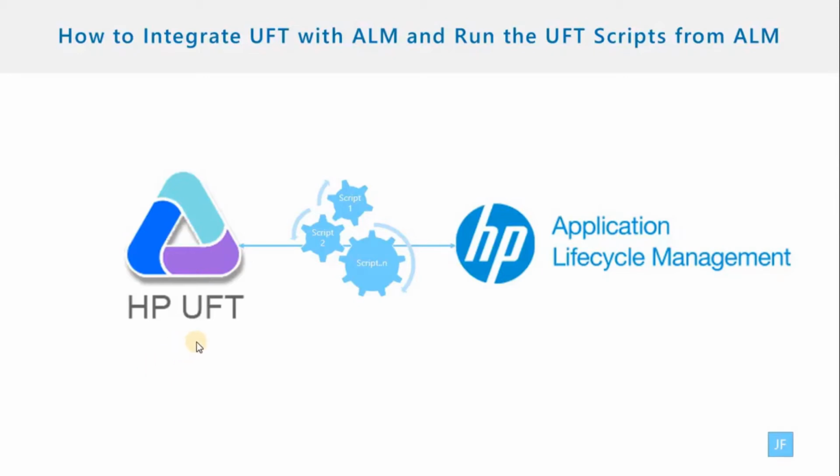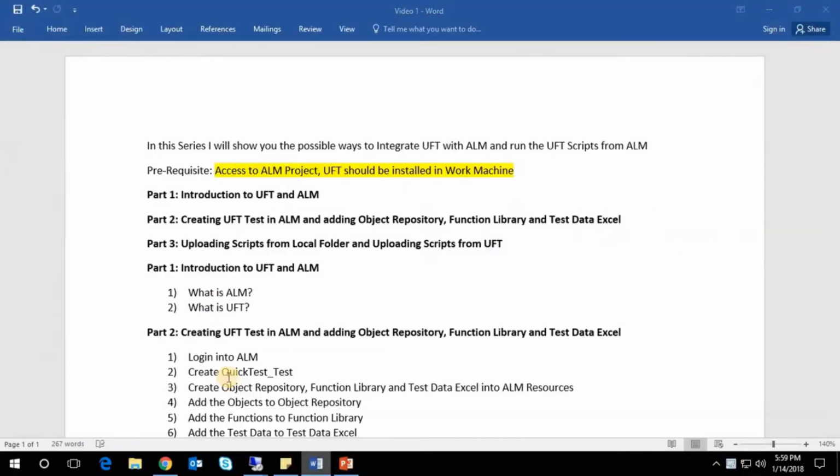This is the second part of the video series. In this part we will be seeing how to create a UFT test in ALM and adding the test resources such as object repository, function library and test data Excel.